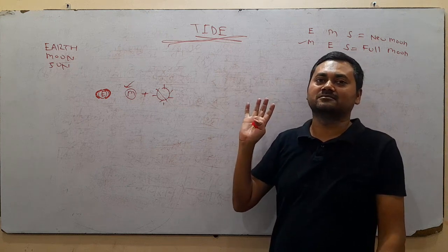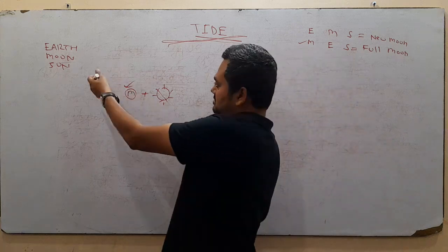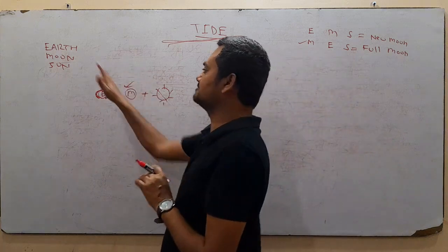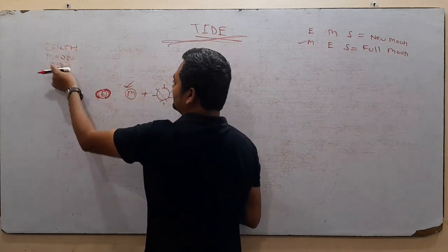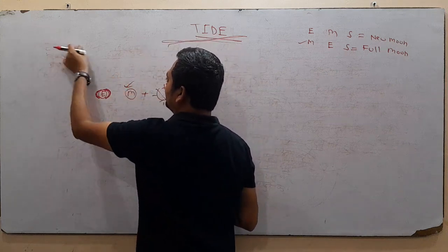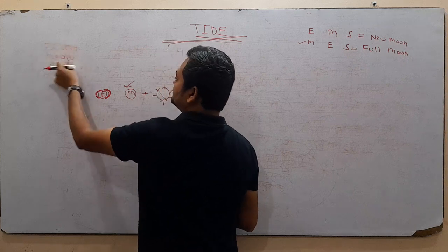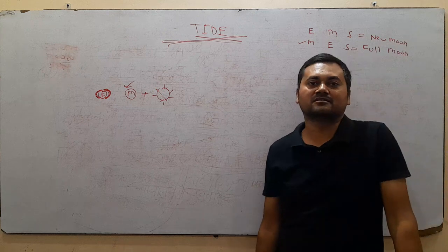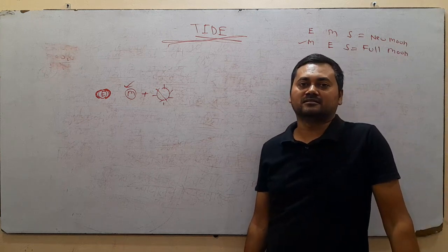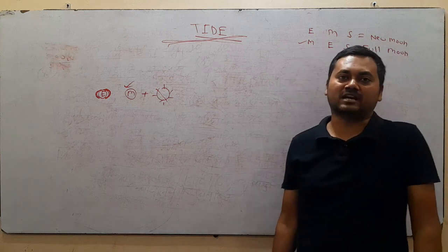Spring tide. Now let's take the second situation. And what is that second situation? As you know, all these celestial bodies are not stationary in nature. They keep on revolving, rotating, and these movements keep on happening.